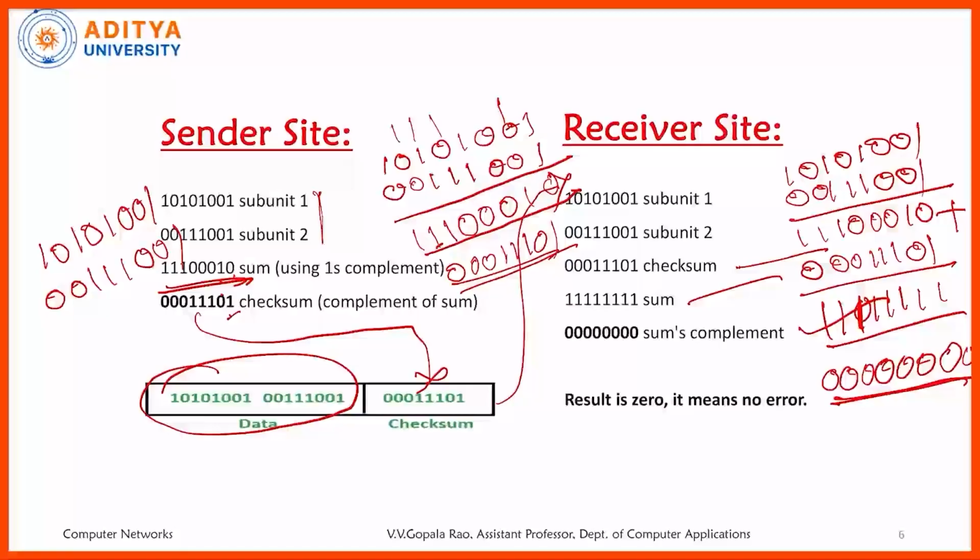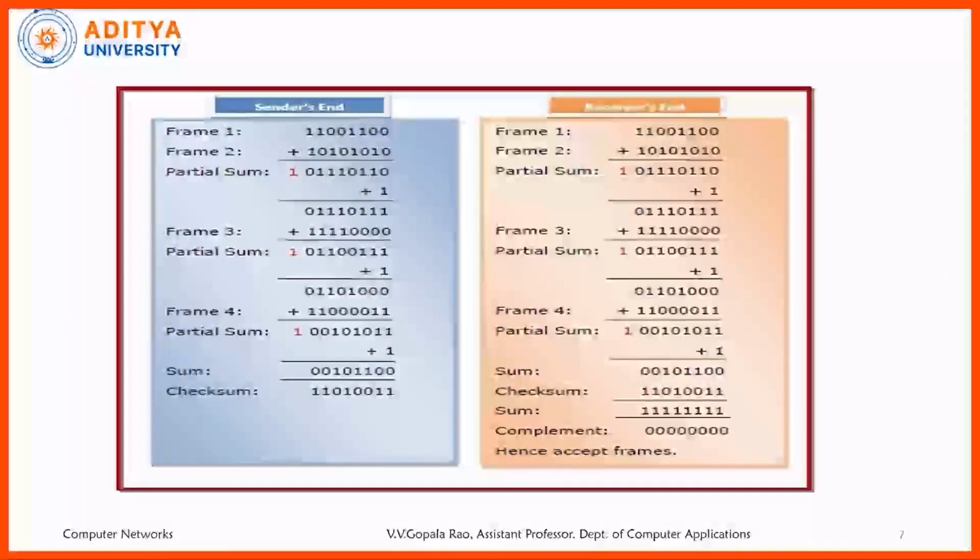The receiver is going to do the same procedure. If you find the ones complement of the final sum and it becomes all zeros, then you can accept the data, otherwise you reject the data. It is a simple thing. For your clarity, I am giving one more example here.